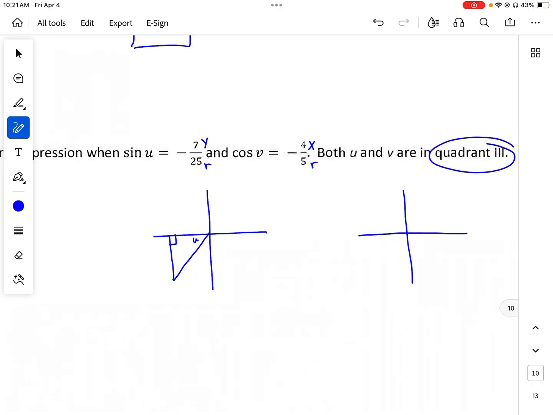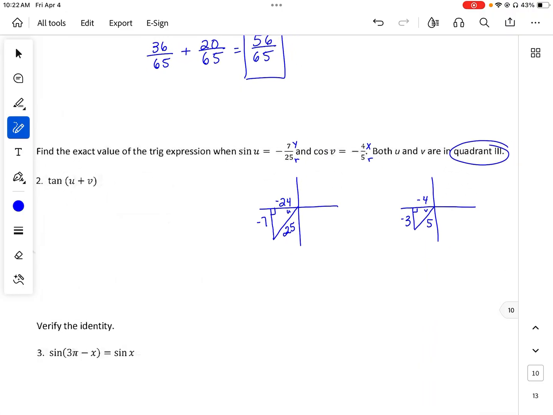So here's our right triangle. This is u. So negative 7 and 25. Use Pythagorean theorem to find the x value. It's also a Pythagorean triple, which is going to be 24, but since it's going in the negative direction on our x-axis, it's negative 24. Okay, and then cosine, let's go ahead and draw our triangle here. This is v, negative 4, 5. Another Pythagorean triple, 3, 4, 5. So this is negative 3. Okay, so we have our triangles.